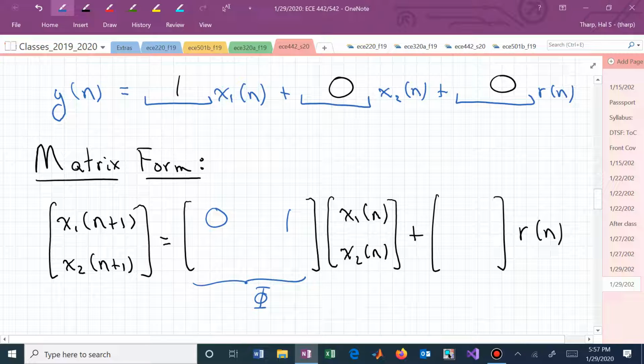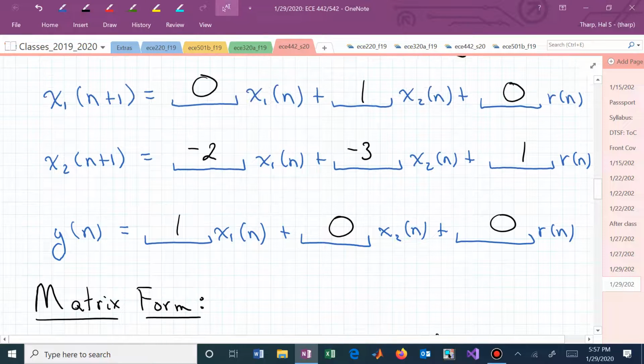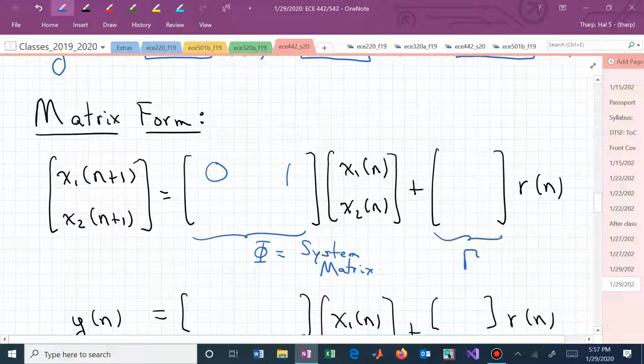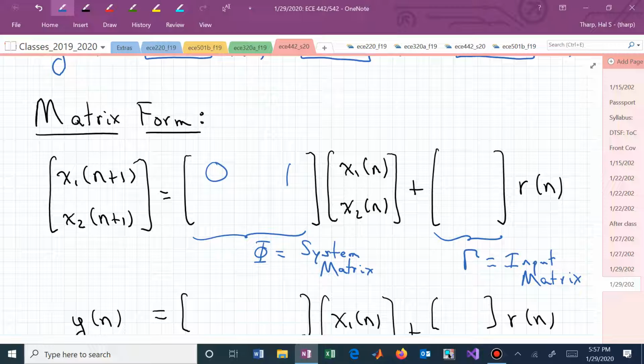Zero, 1. What's in the top row of my input matrix? This is what I'm calling my system matrix. This gamma is my input matrix. What are the dimensions on gamma? How many rows does it have? 2. It has to be compatible with the left-hand side, which has 2 rows. Gamma has to have 2 rows.